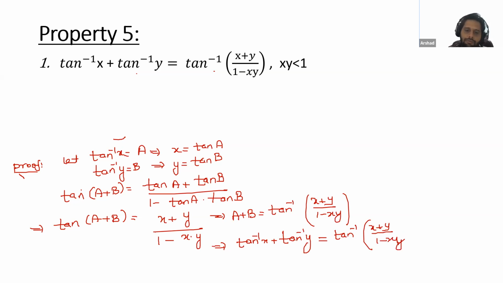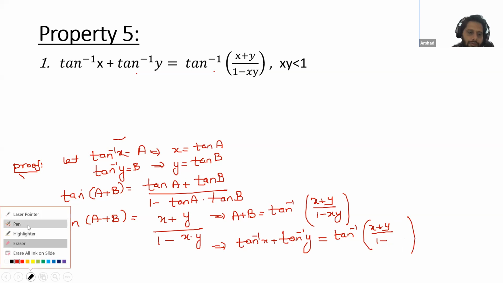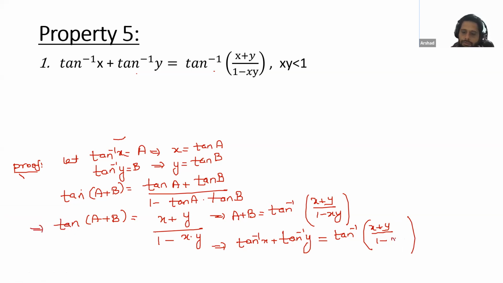Okay, x plus y by 1 minus xy. So this is the proof of the first part. So please remember that tan inverse x plus tan inverse y is equal to tan inverse of x plus y by 1 minus xy.